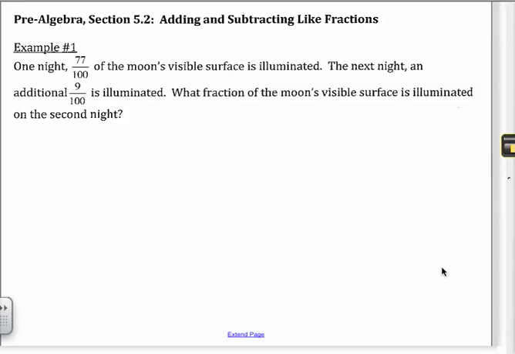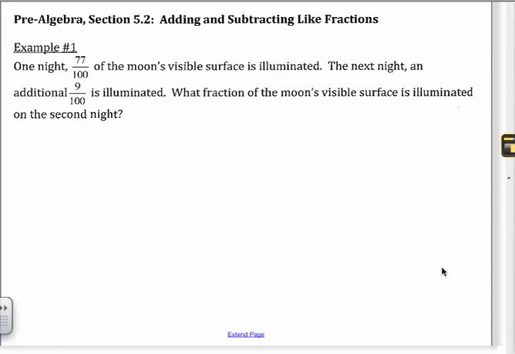Adding and subtracting like fractions. You know, and I know, that if we're going to add or subtract fractions, they have to have the exact same denominator. That's why we've been working on trying to find out what the least common multiple is. Because the least common multiple is the least common denominator between the two numbers in the denominator.